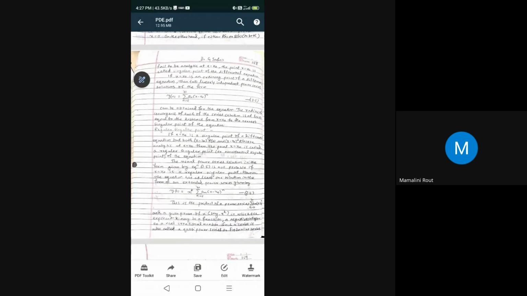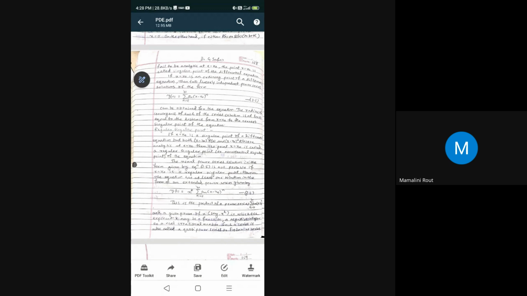So, the usual power series solution in form given as y(x) is equal to summation n is equal to 0 to infinity a_n (x minus x0) to the power n is not possible if x is equal to x0 is a regular singular point. However, the equation has at least one solution in the form of an extended power series given by y(x) is equal to (x minus x0) to the power k summation n is equal to 0 to infinity a_n (x minus x0) to the power n. Are you getting it? So this is called extended power series.